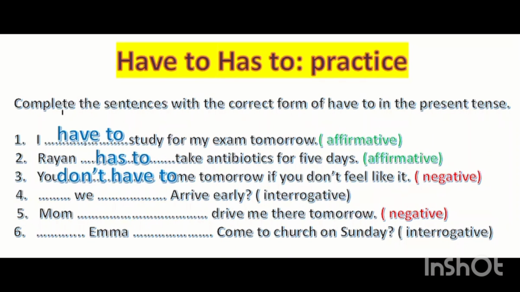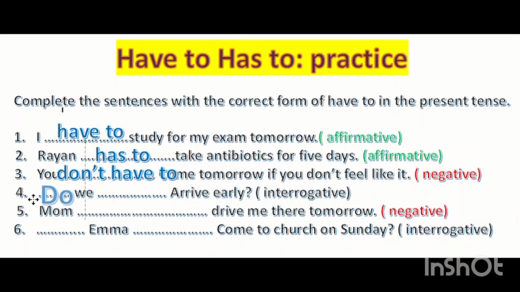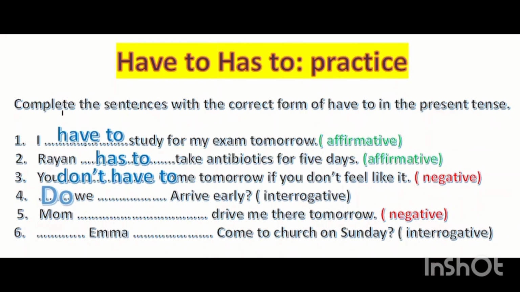Number 4 is question form. We. Do we have to arrive early? Number 5. Mom, drive me there tomorrow. Negative form, Mom doesn't have to drive me tomorrow. Does Emma have to come to church on Sunday?